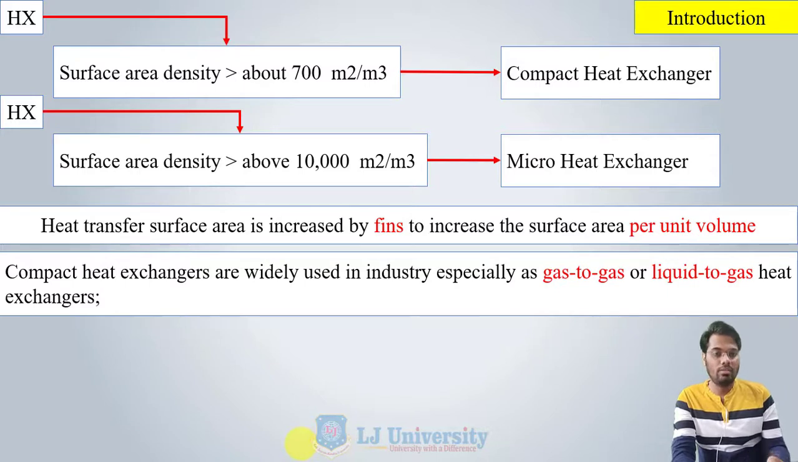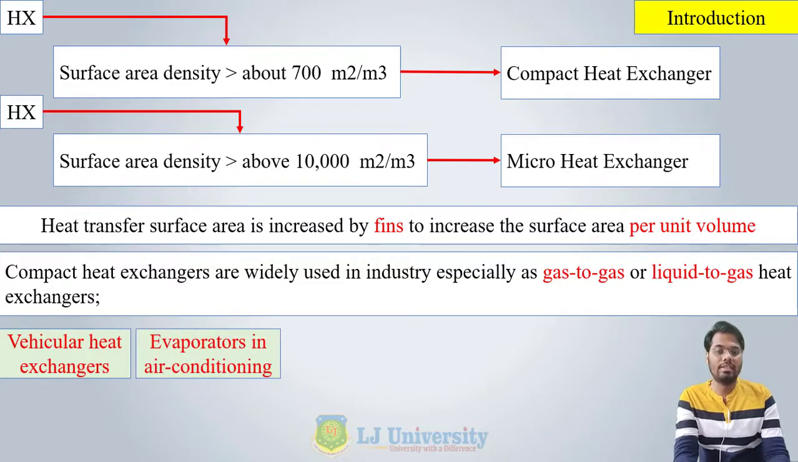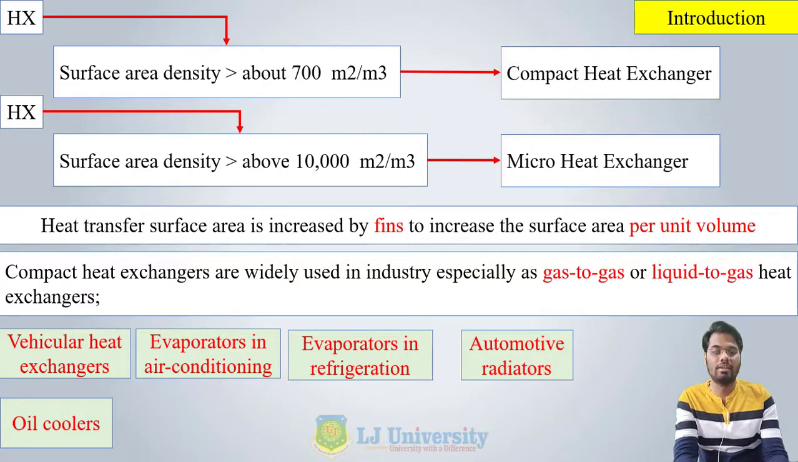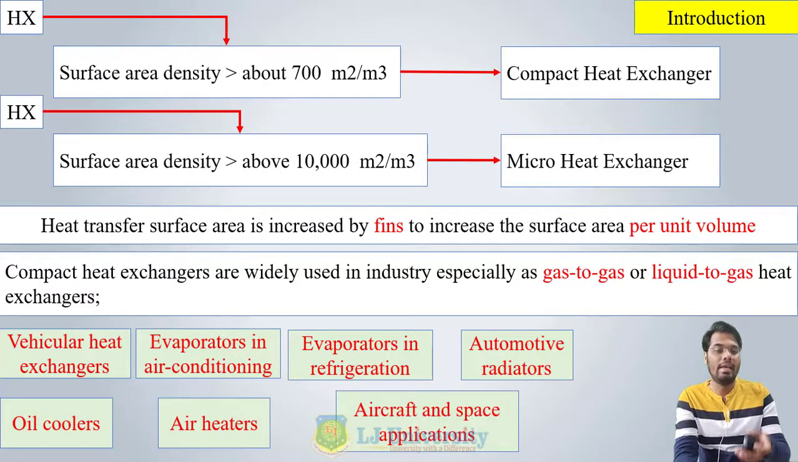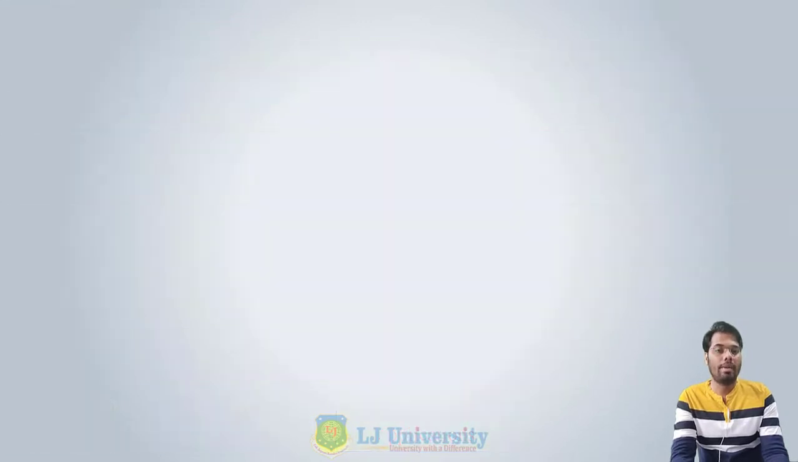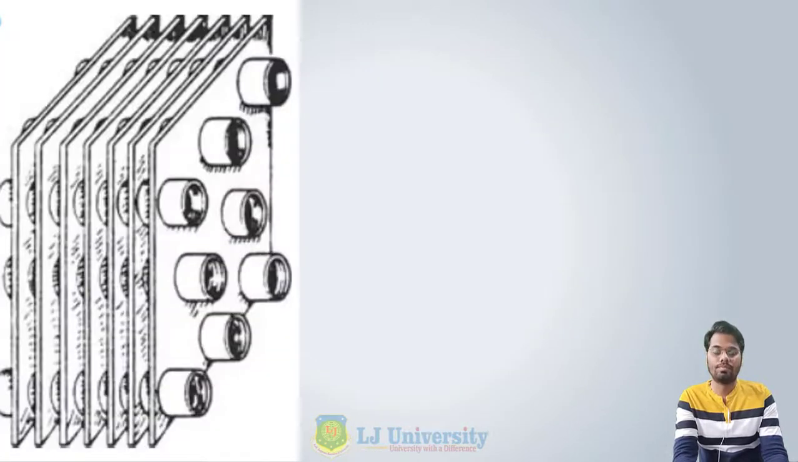Compact heat exchangers are widely used. Where are they used? They are widely used in industry, especially where gas to gas or liquid to gas heat exchange is required, like vehicular heat exchangers, evaporators in air conditioning, evaporators in refrigeration, automotive radiators, oil coolers, air heaters, and aircraft and space applications. So these are the areas where compact heat exchangers are used.